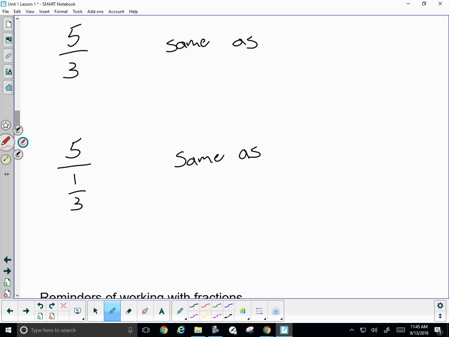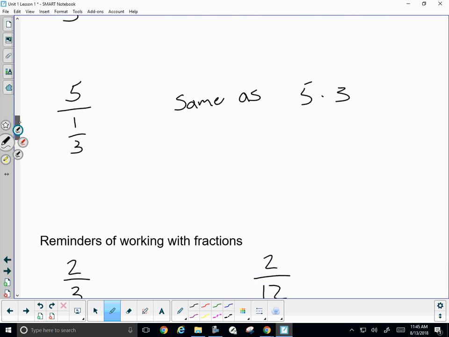If I have 5 divided by 3, it's the same as 5 times 1/3. 5 divided by 1/3, the same as 5 times 3. Okay, instead of dividing by fractions, we can multiply by reciprocals. Or dividing by numbers, same as multiplying by a reciprocal.